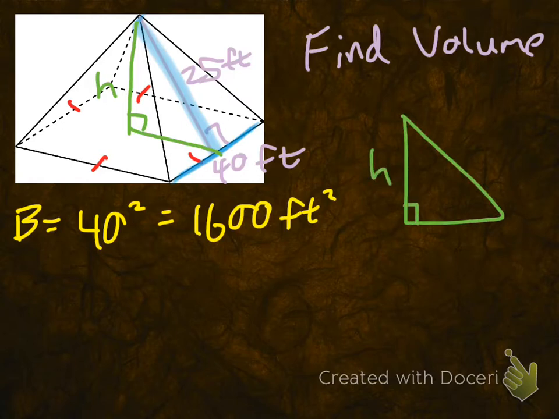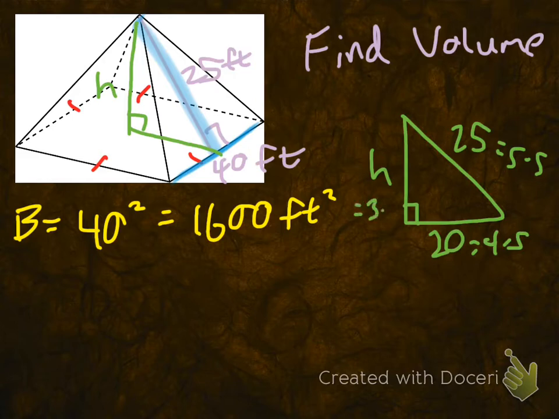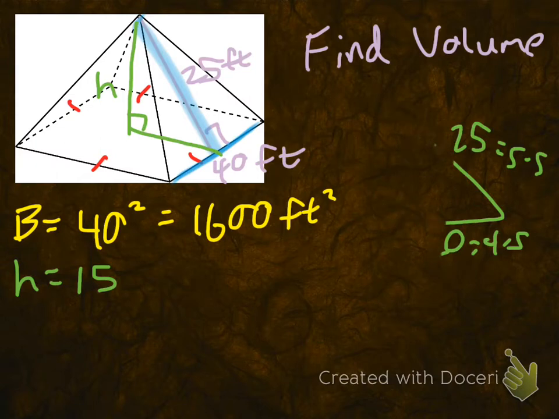So this is the height. This is 25, because that's the slant height. Now this length at the bottom is half of the entire base. If the entire base is 40, then this should be 20. And hopefully you notice that this is a 3, 4, 5 triangle, because this is 5 times 5, this is 4 times 5, and this should then be 3 times 5, which is 15. So we know that our height is 15. Okay? So that's how you use your slant height there to help you out.